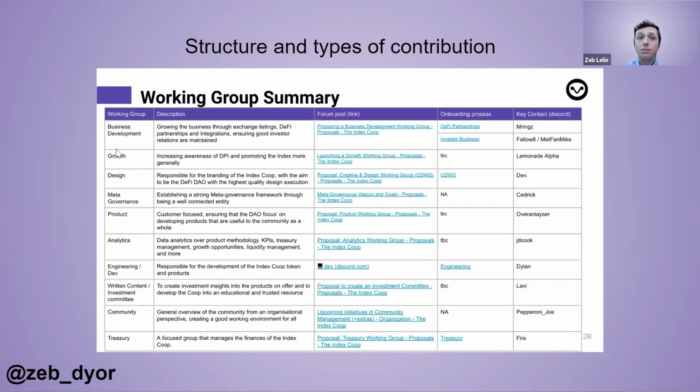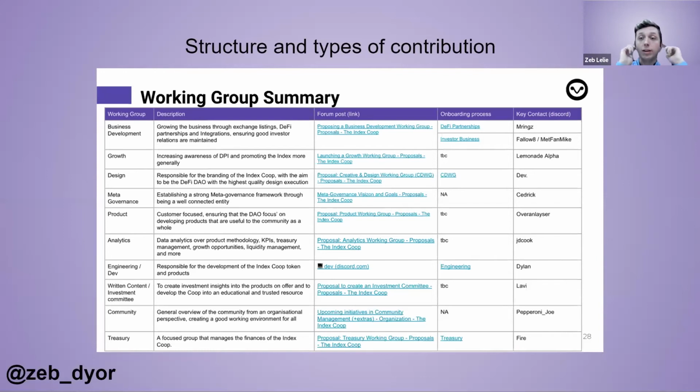They have business development, growth, design, product, engineering, written content, people writing about what is happening, community development, but also community. Oh, Felix, I will definitely share the slides afterwards. Of course, I should have mentioned it from the start. They also have treasury, which I mentioned a couple times, and last week in the token allocation section, they have an area of funds that can be voted upon.